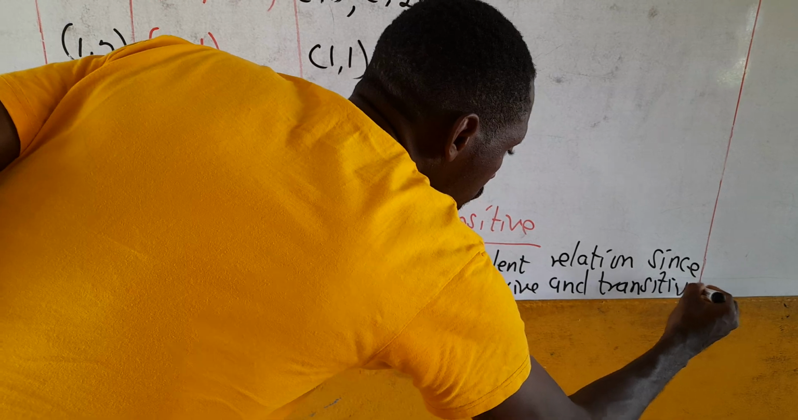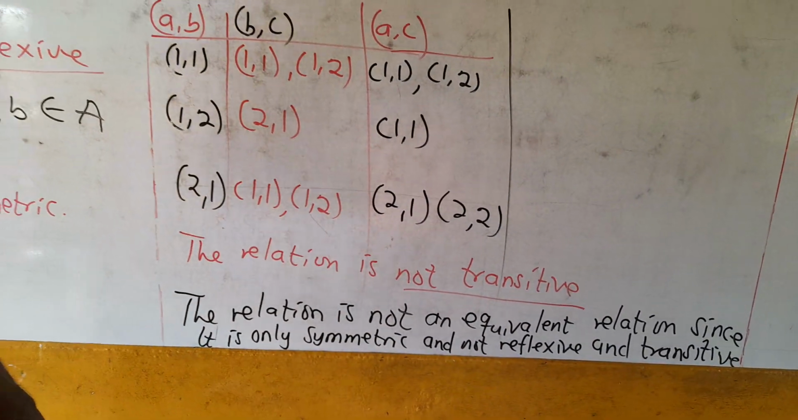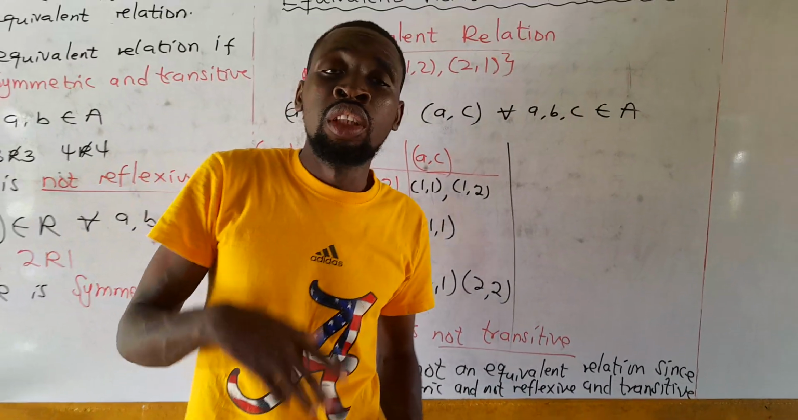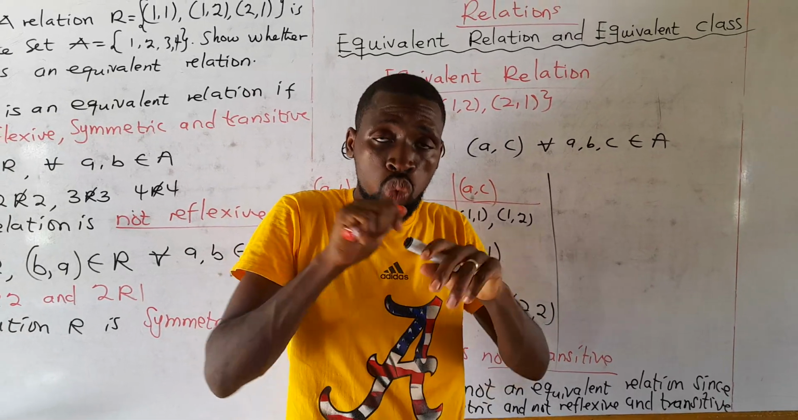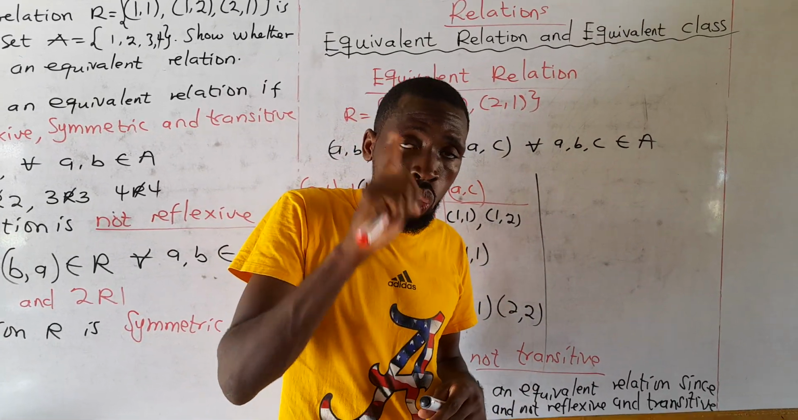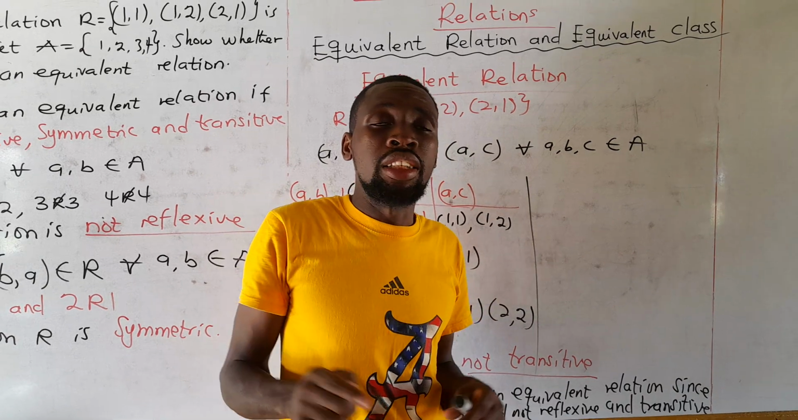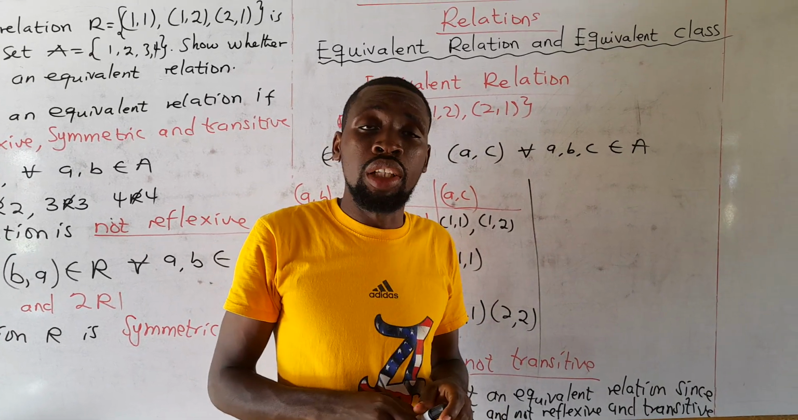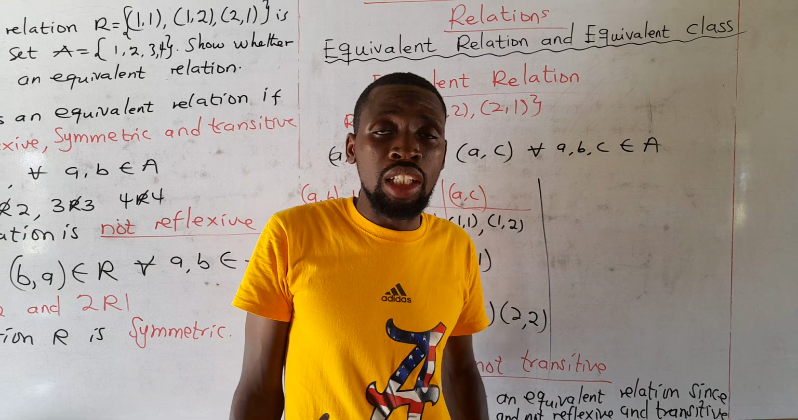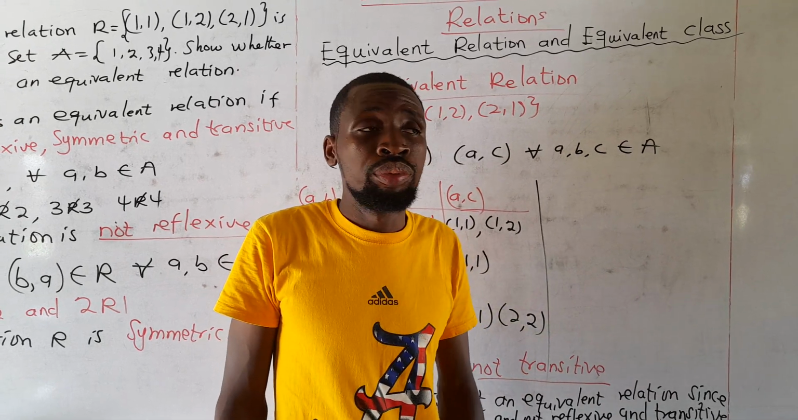I hope you get this. This is very, very interesting. When you check whether it is reflexive, symmetric, and transitive, if it doesn't obey even one property, then it ceases to be an equivalence relation. We'll solve one last example on this, which involves proving.